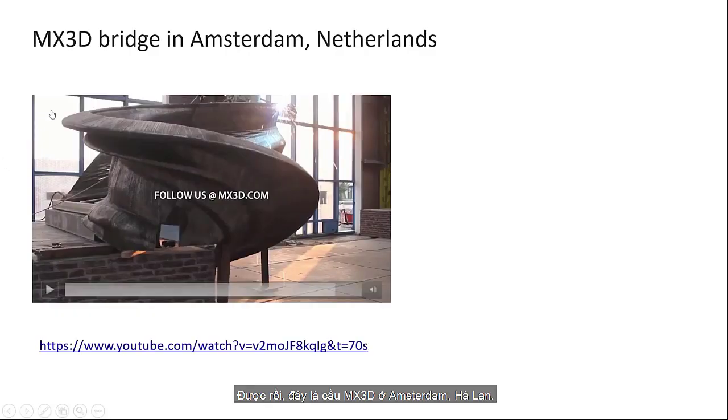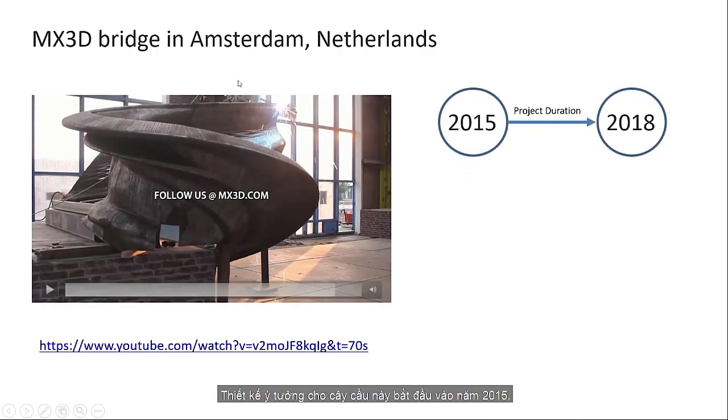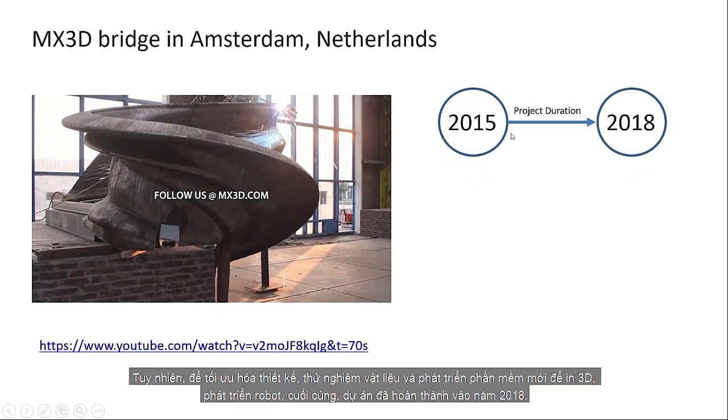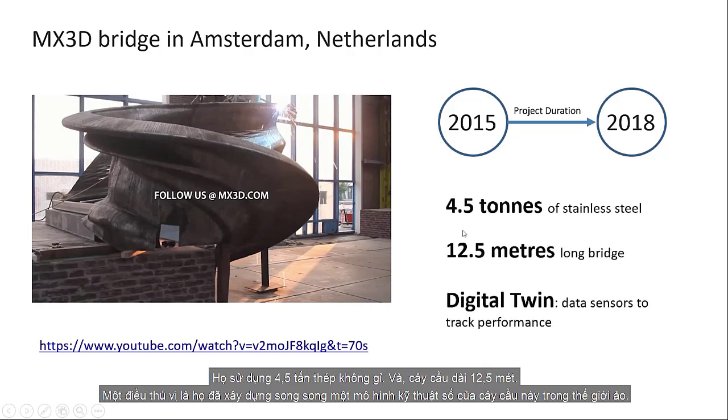Okay, this is the MX3D bridge in Amsterdam, Netherlands. So the conceptual design was done in 2015, followed by testing and changing to the optimized design, testing the material, developing the software, and also developing the robot. Finally, the project was done in 2018. They used 4.5 tons of stainless steel, and the bridge is 12.5 meters long.